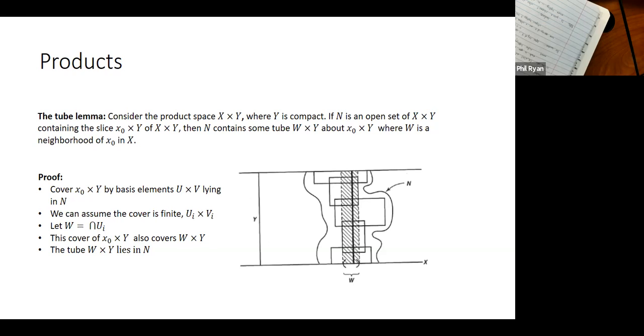So in this picture here, we've got something like that. We just let our W then be the intersection of all the U_i. And because it's a finite cover, we're only doing a finite intersection of open sets, so it remains open, and non-empty, because x naught is going to be in here. So this cover of x naught cross Y also covers W cross Y. And since this cover lies inside N, the tube also is going to lie inside N. And that proves it.